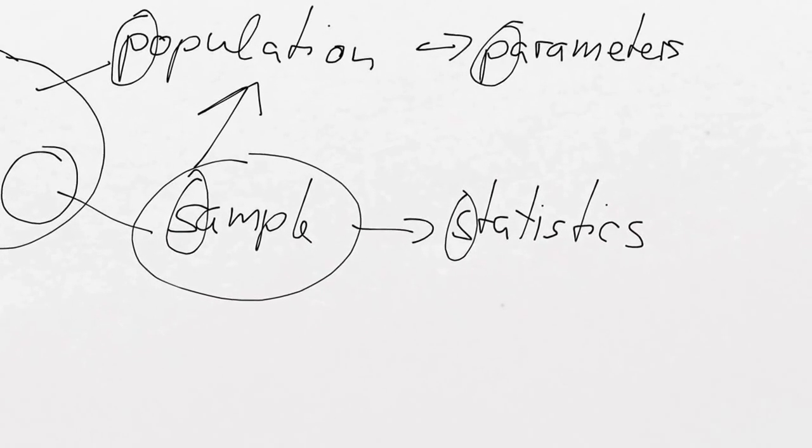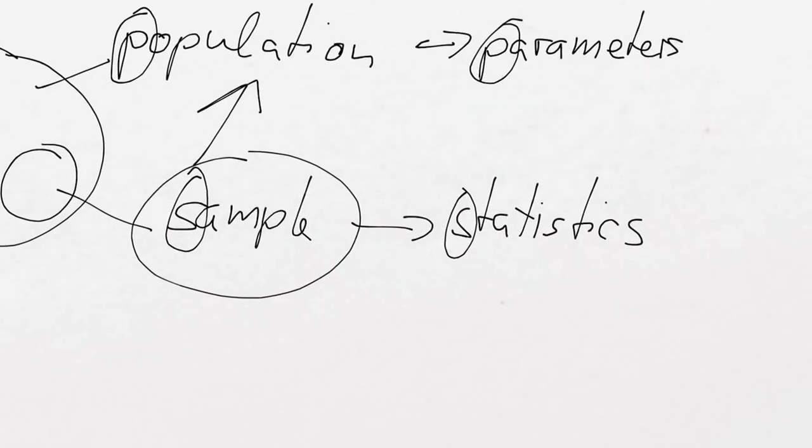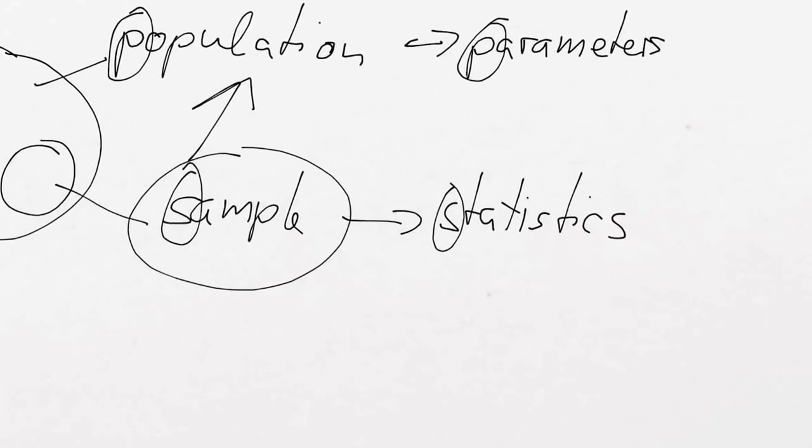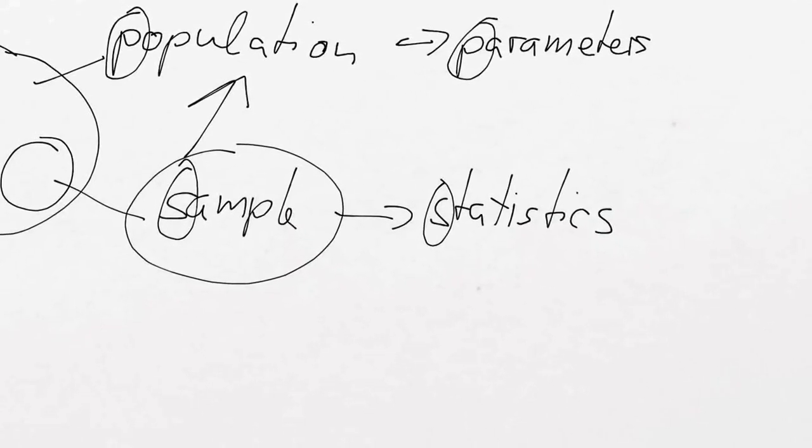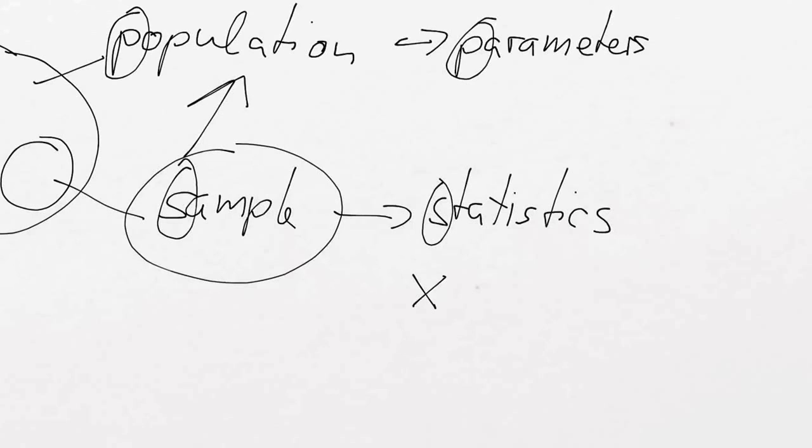We said in a sample, which is characterized by the statistics, we have a mean, which is usually denoted by x bar, and we have a standard deviation, which is usually denoted by an s. And the standard deviation is where you divide by n minus 1.